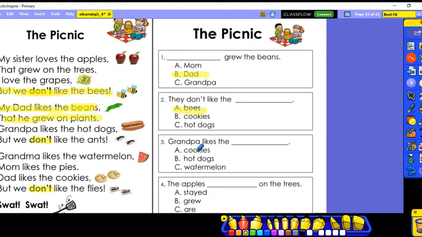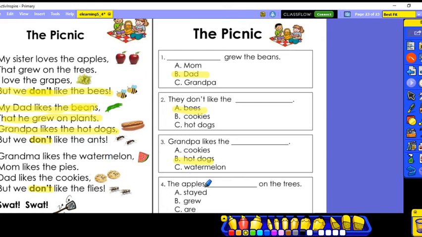Number 3, Grandpa likes the. What does Grandpa like? Let's go find Grandpa's name. Here it is, and let's read. Grandpa likes the hot dogs. So we know the answer is not cookies or watermelon. We know the answer is hot dogs. Grandpa likes the hot dogs. It says it right there.